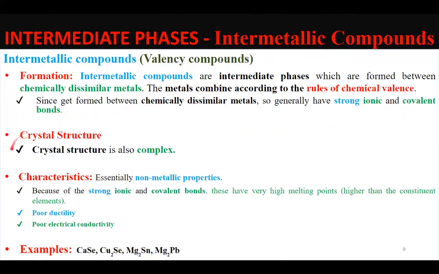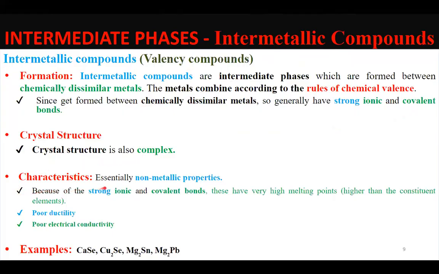And because they join through an ionic compound or a covalent compound, this intermediate phase essentially will have non-metallic properties. Okay, the crystal structure would always be very, very complex. You cannot have an intermetallic compound or a valency compound showing a simple crystal structure like simple cubic or BCC or HCP or FCC. It would always be a very intricate type of crystal structure.